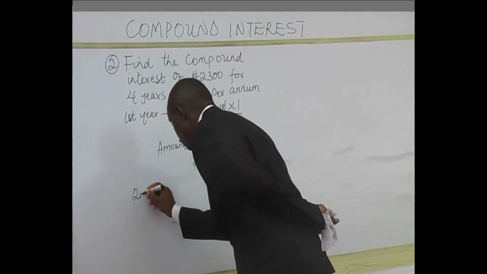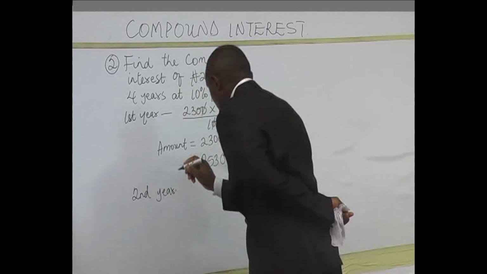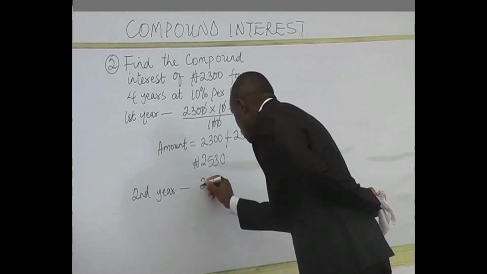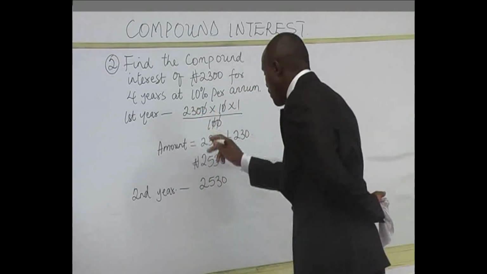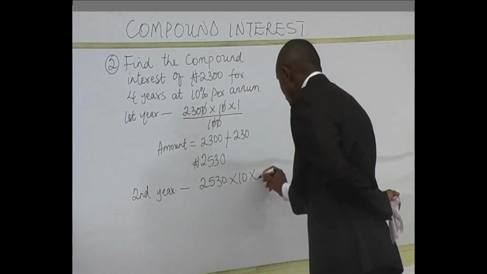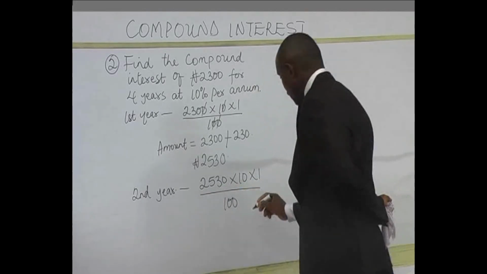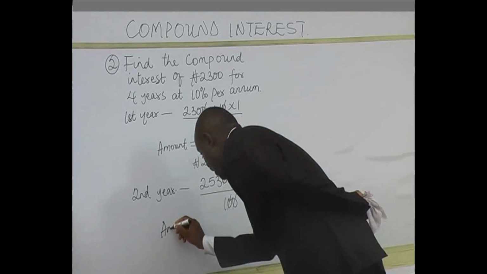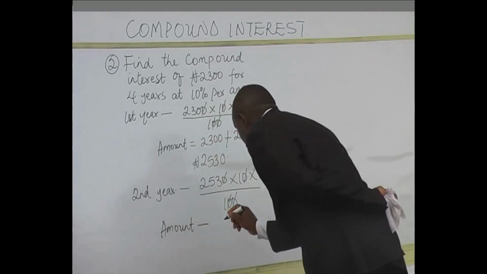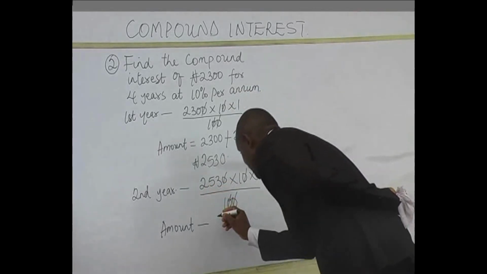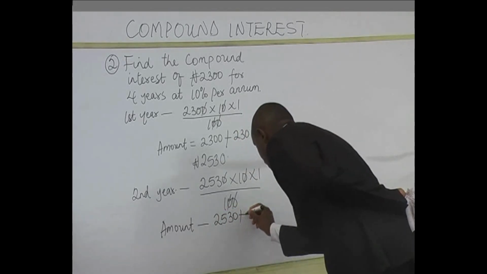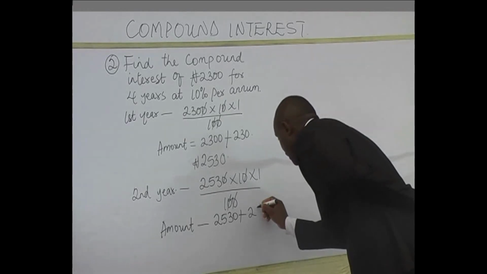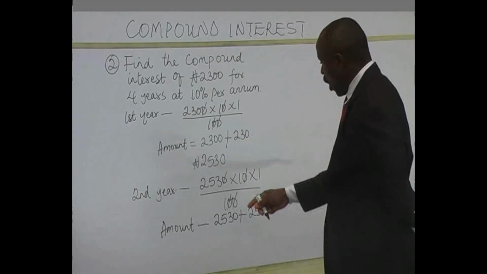Then the second year, remember, this amount for the first year is going to be the principal for the second year. Second year, we are now going to have 2,530 instead of 2,300 times 10 in rates times 1 all over 100. So you can cancel this, cancel this, cancel this, cancel this. You have 253 naira. Then amount for the second year now is going to be 2,530 plus the rate, 253 naira. I hope you understood what we did.